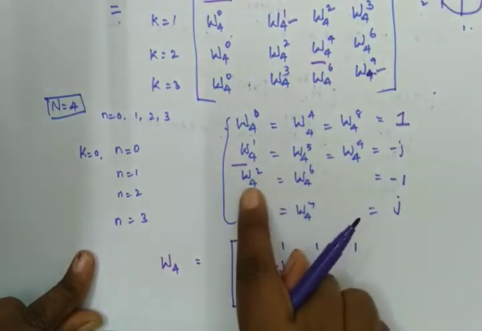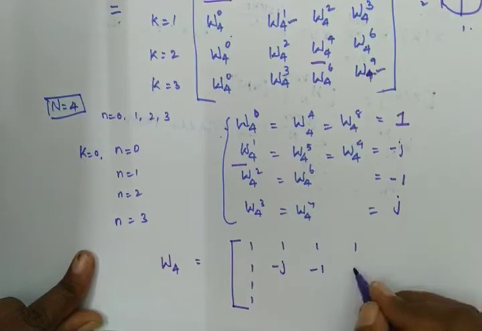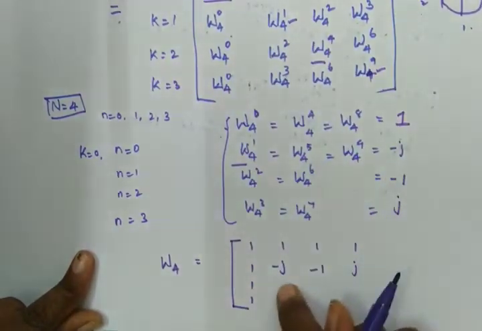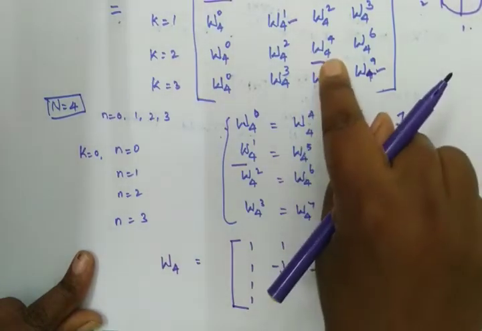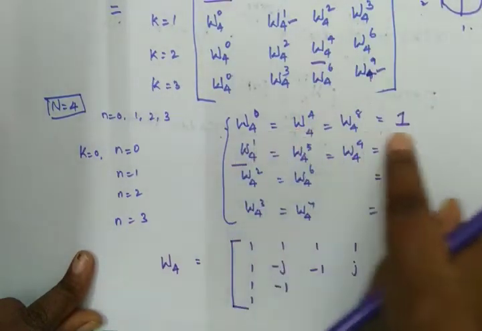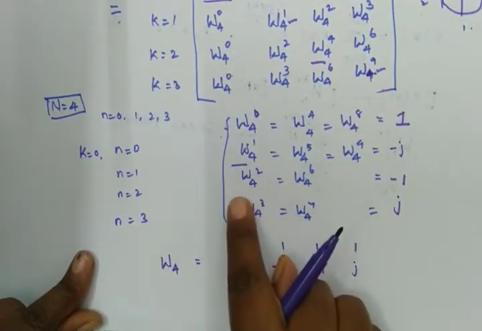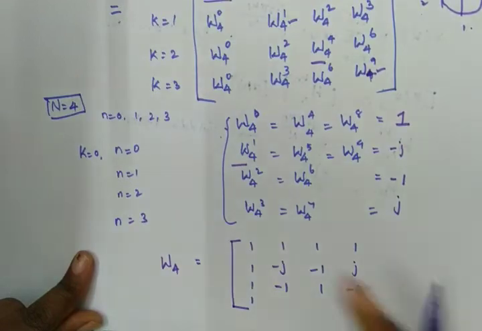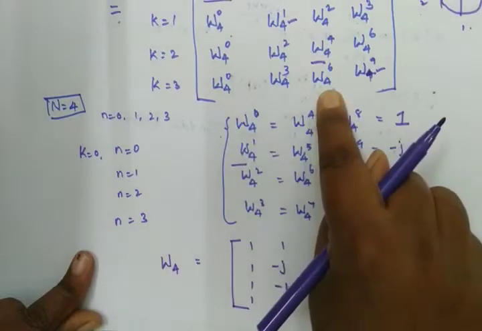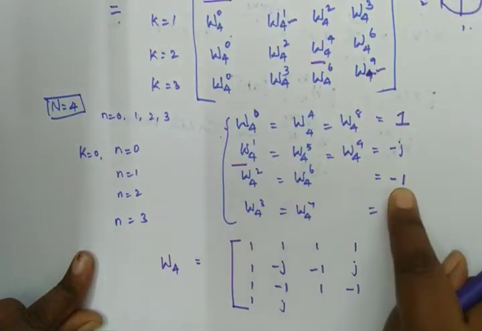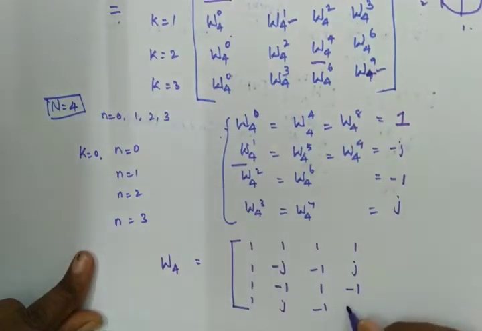W4 power 2 is minus 1. W4 power 3 is plus j. Now what is W4 power 2? W4 power 2 is minus 1. W4 power 4 will be equal to 1. W4 power 6 is equal to minus 1. W4 power 3 is plus j. W4 power 6 is equal to minus 1. W4 power 9 is minus j.